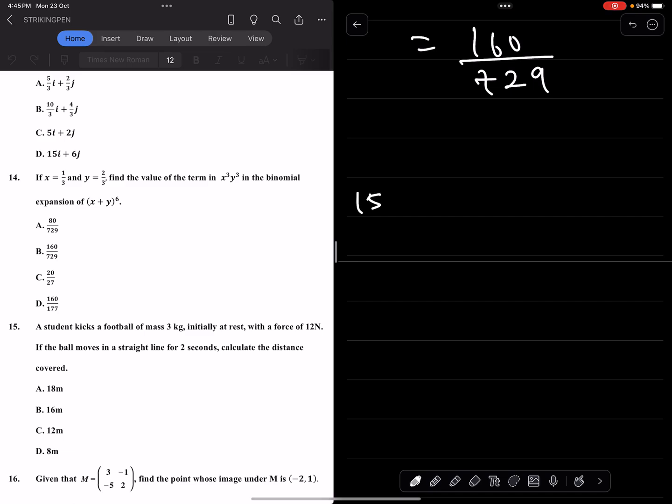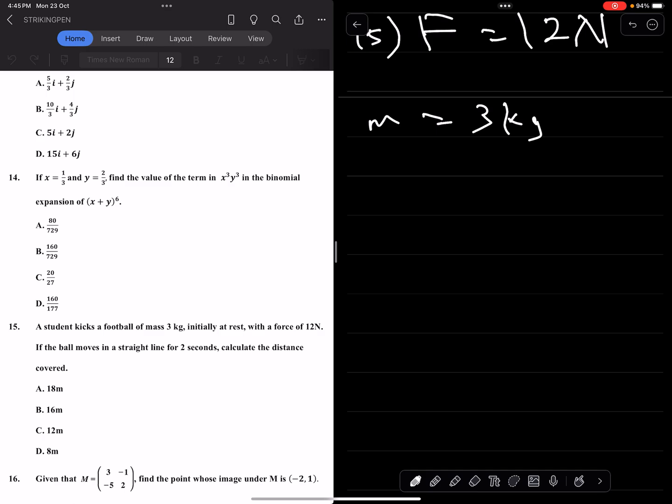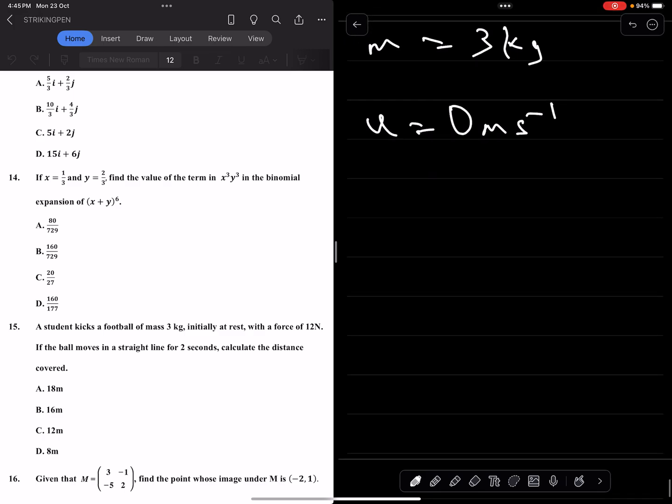Now to the next, which is number 15. A student kicks a football of mass 3 kilograms initially at rest with a force of 12 newtons. Okay, force is 12 newtons. Mass of the football is 3 kilograms. And okay, the football was initially at rest. That means U is 0 meters per second. Now, if the ball moves in a straight line for 2 seconds, T is 2 seconds. What's the question?